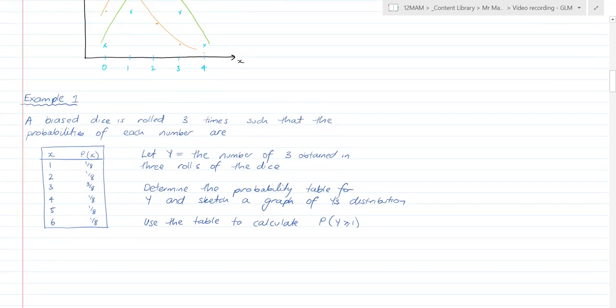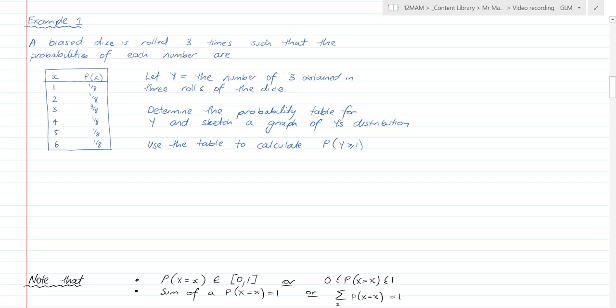So let's have a look at example 1. A biased die is rolled 3 times such that the probability of each number is as listed here. Let Y be the number of 3s obtained in 3 rolls of the die. Determine a probability table for Y and sketch a graph of Y's distribution. Use the table to calculate the probability that Y is greater than 1. So let's add a little bit of space here and we can roll through this.